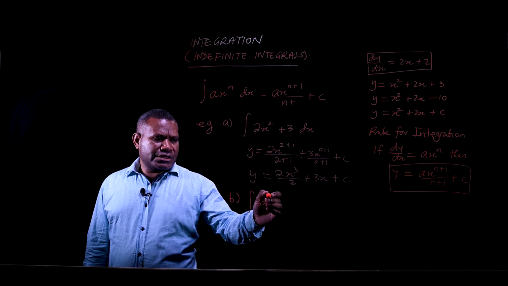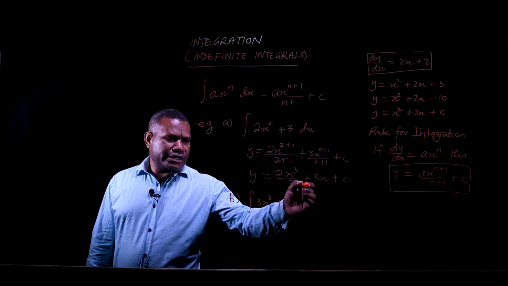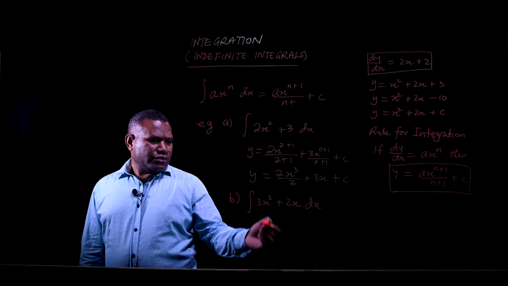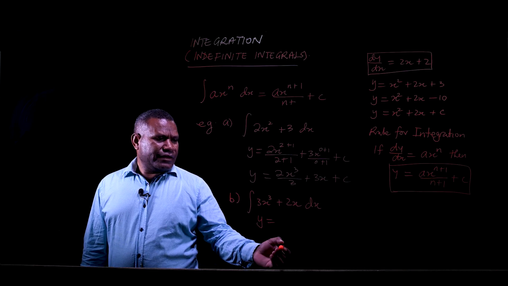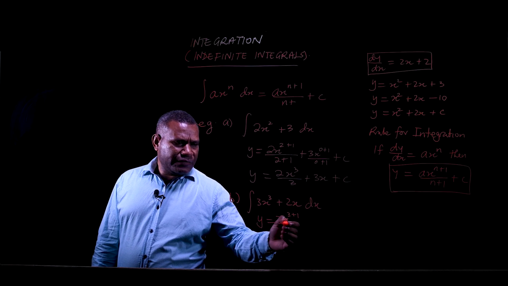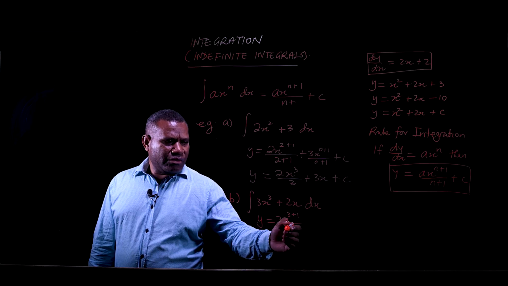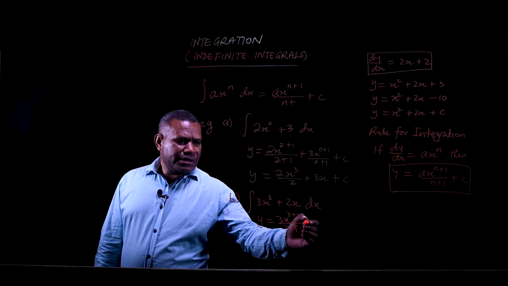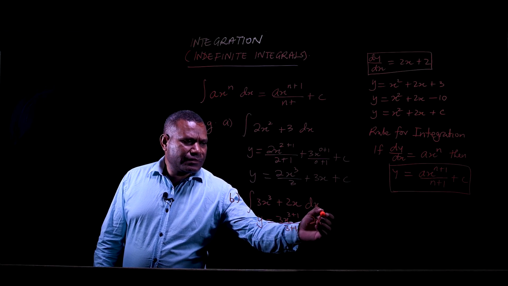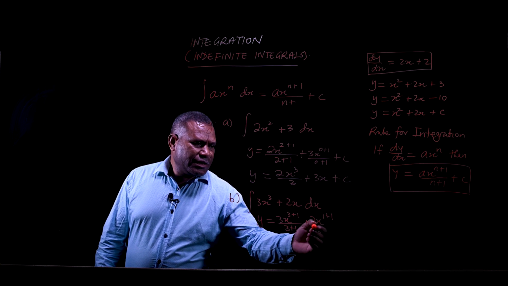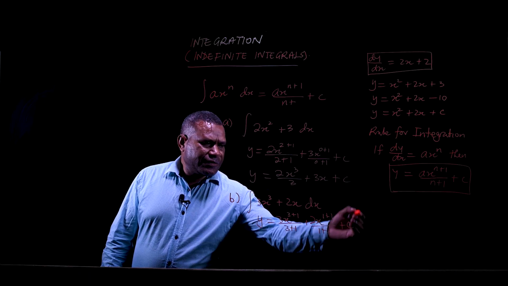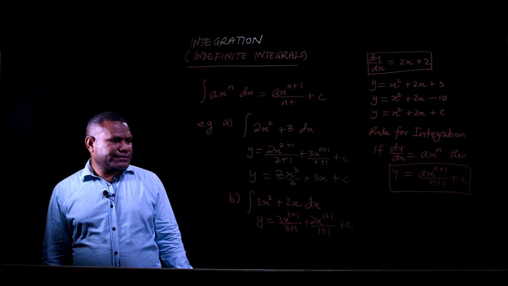If I have 3x cubed plus 2x, and we are to integrate this function with respect to x, then our indefinite integral will be 3x raised to the power of 3 plus 1, and we divide the expression by the new power, 3 plus 1, plus we also have to apply the same rule here. That's 2x raised to the power of 1 plus 1 divided by the new power, which is 1 plus 1, plus the constant of integration.